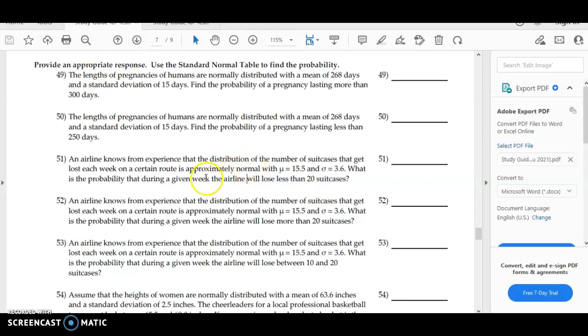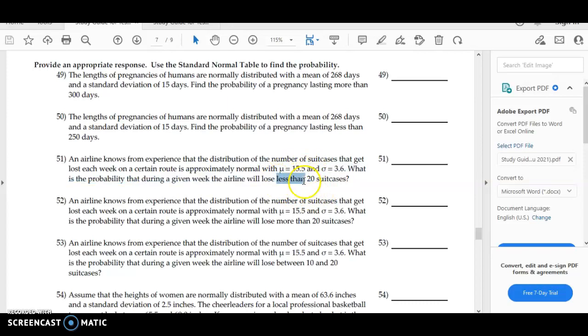The other part that's important is that the problem says the number of suitcases it loses each week on this route is approximately normal. So that's what you're looking for, right? The words are either approximately normal or normally distributed, which means you're going to use the normal distribution calculator to answer that question. That's what questions 51, 52, 53 are about. They have the words approximately normal in them, so you know you're using the normal distribution calculator to get the probability. So we're finding the probability that during a given week, the airline will lose less than 20 suitcases.